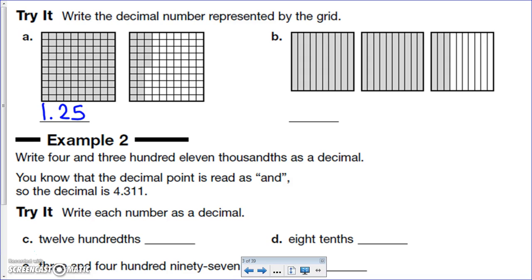For B, if we look at it, our grids are divided into tenths, and we have 2 full grids shaded in. So we know we're going to have a whole of 2, followed by a decimal point, and the last grid has 3 of the 10 sections shaded in. So we have 2 and 3 tenths.